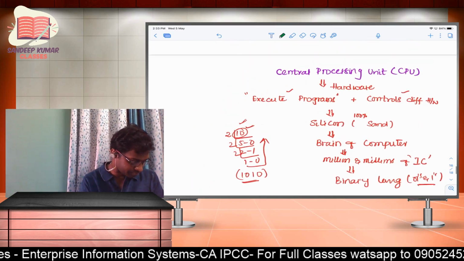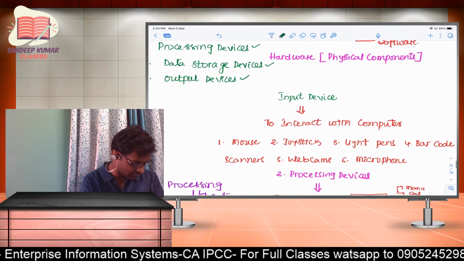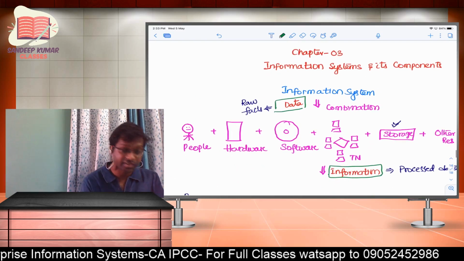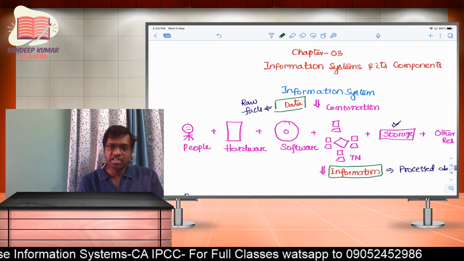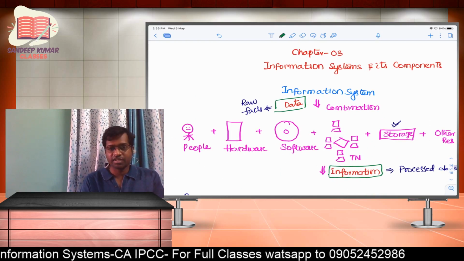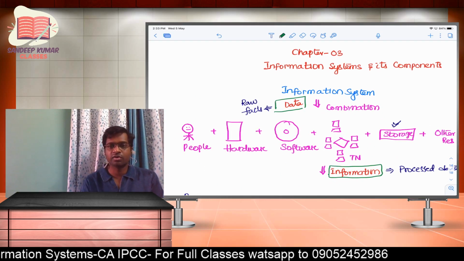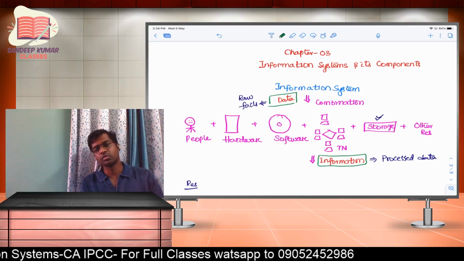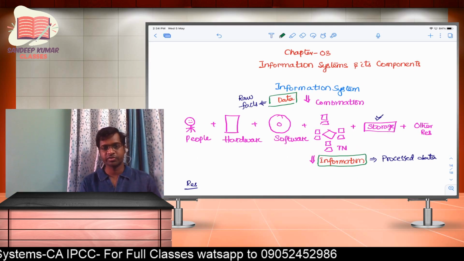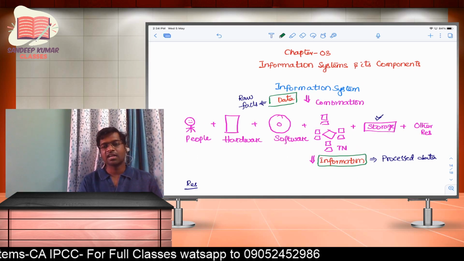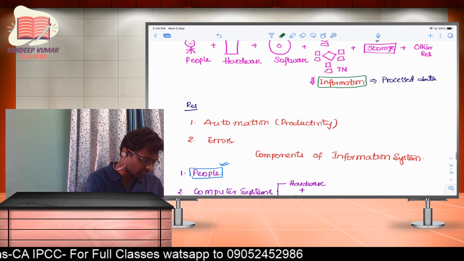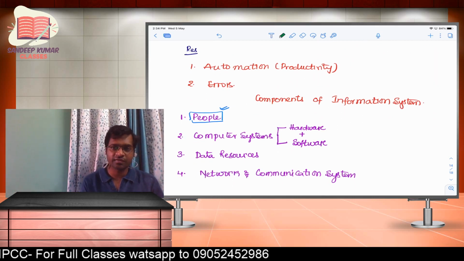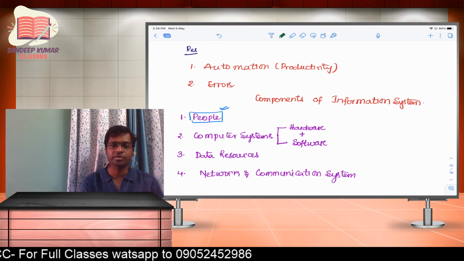So we are studying components. Let us revise what we have studied in today's class. We started with information system and its component definition. What is an information system? It's a combination of people, hardware, software, telecommunication network, storage, and other resources. Why do you require information systems? The basic objective of an information system is that it takes data and converts the data into information. What are the two basic reasons for information systems? Information systems are required for the purpose of automation or for reducing errors.